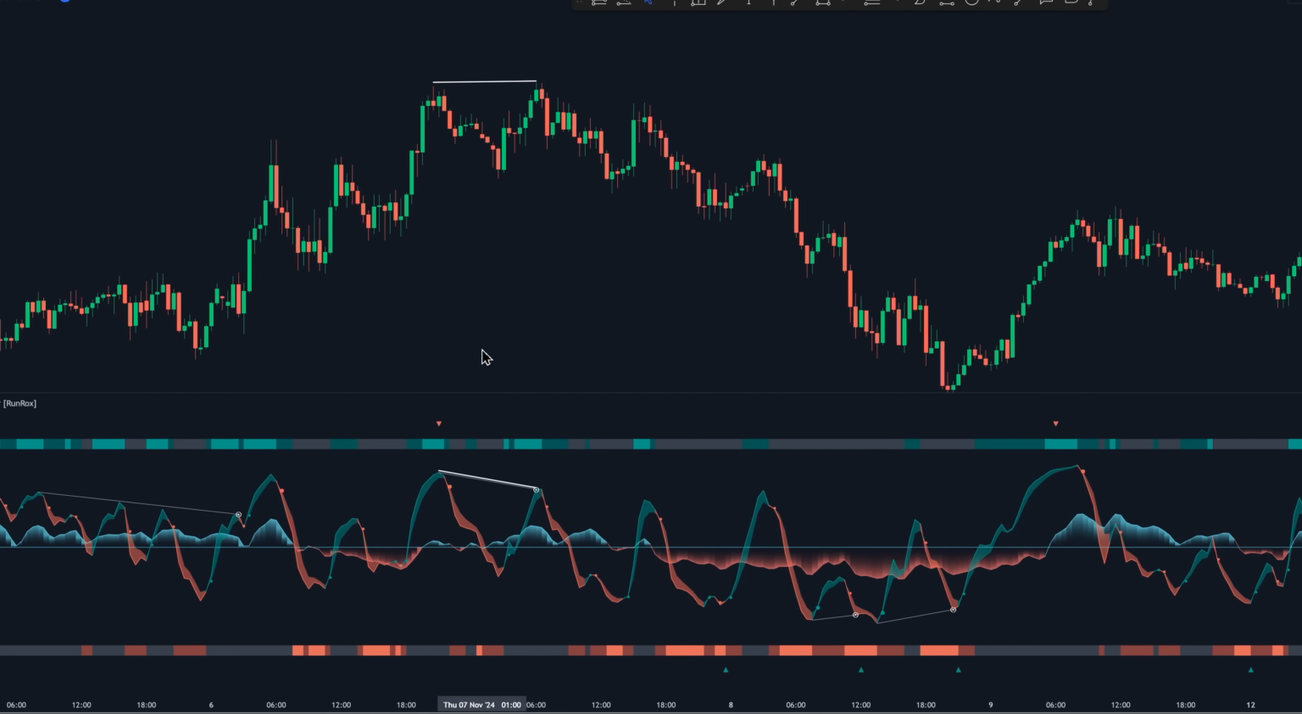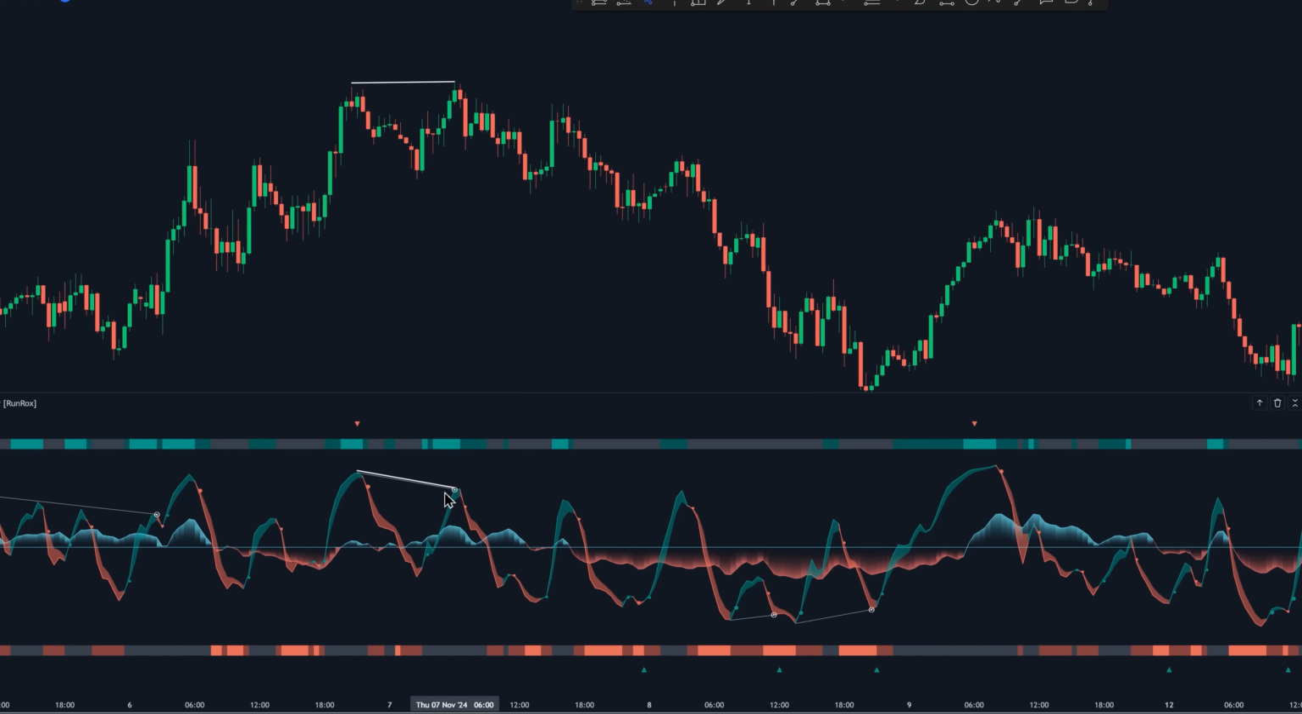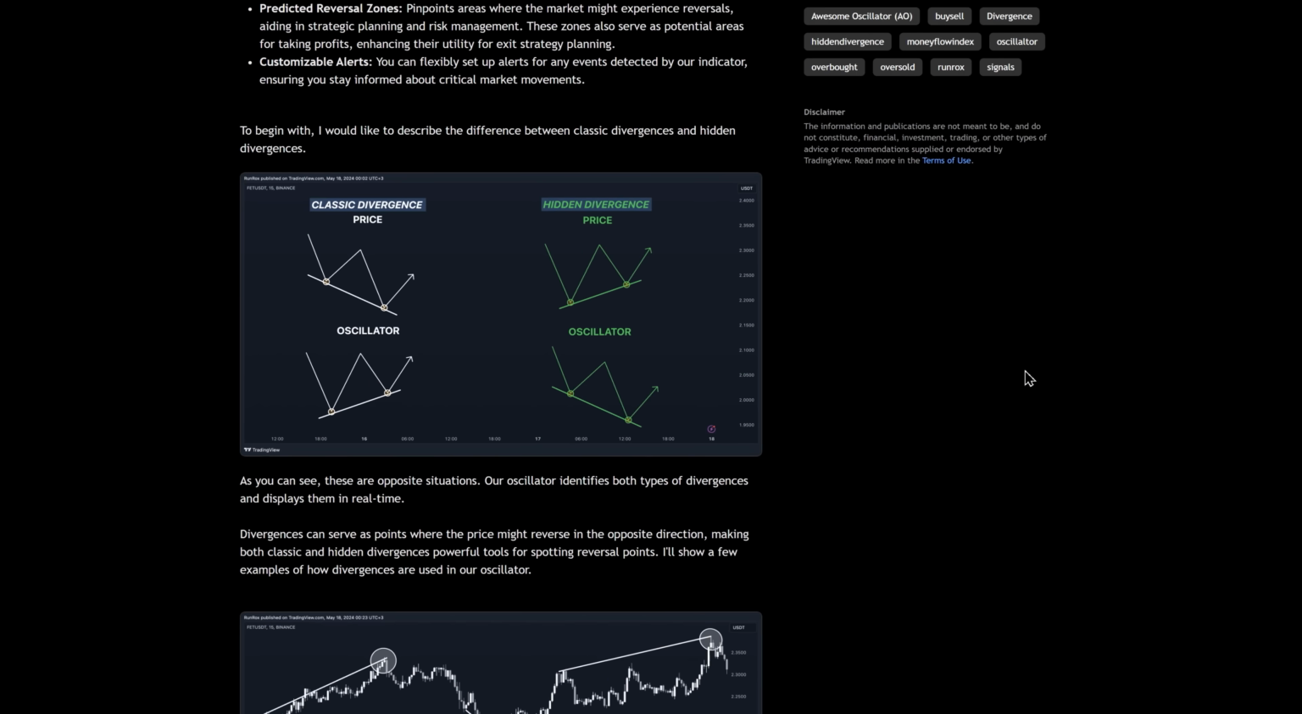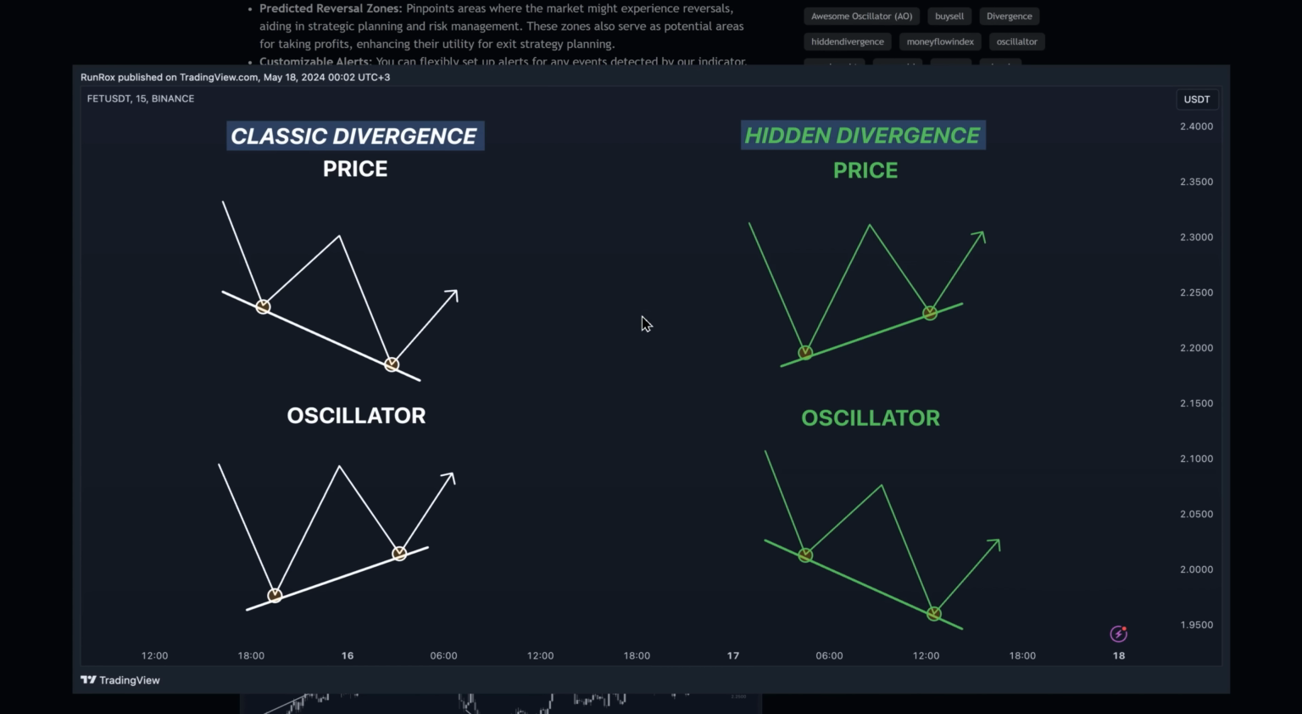For a bearish divergence, the price makes a new high while the oscillator does not make a new high, but instead makes a new low. The Turbo Oscillator is going to highlight these discrepancies in real time to indicate potential reversal points. Now, how about hidden divergences? Well, hidden divergences are the opposite of classical divergences. Looking at these two images, you can see that a hidden divergence is basically the opposite of a classic divergence.